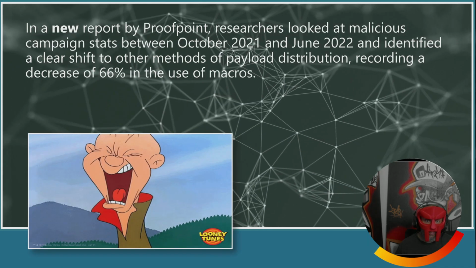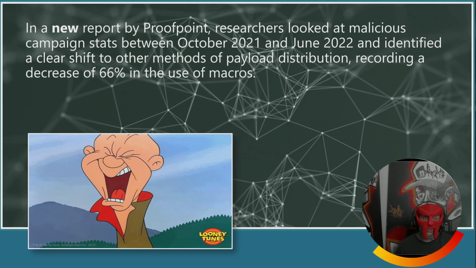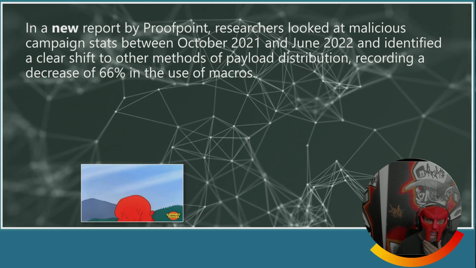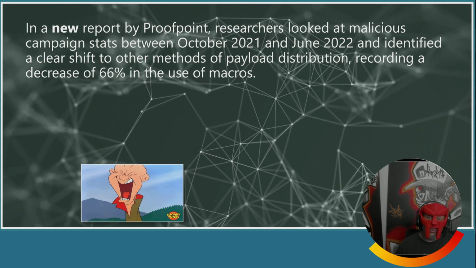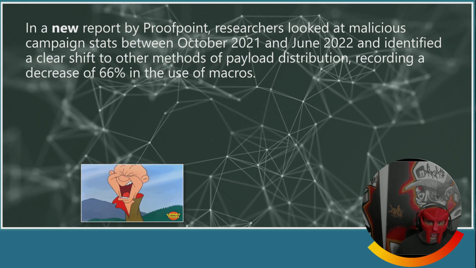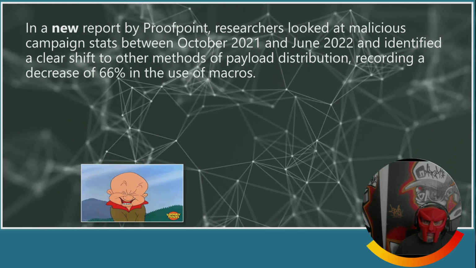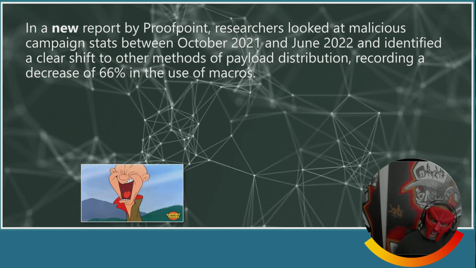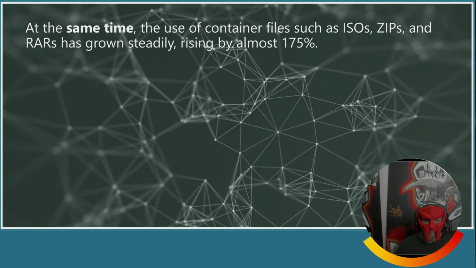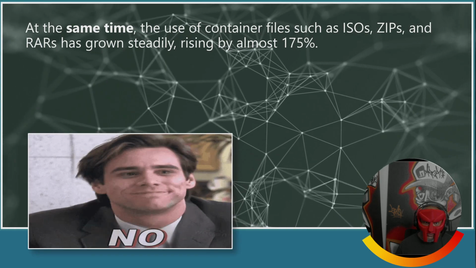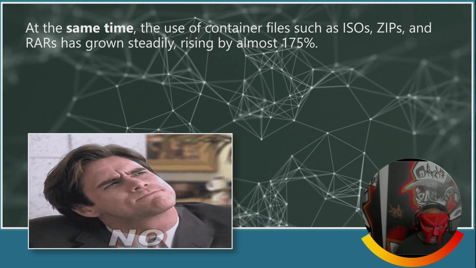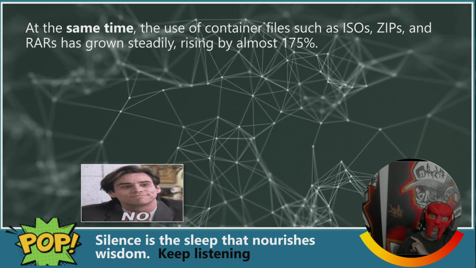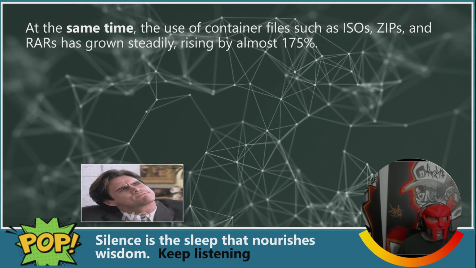In a new report by Proofpoint, researchers looked at malicious campaign stats between October 2021 and June 2022 and identified a clear shift to other methods of payload distribution, recording a decrease of 66% in the use of macros with an explosion in other methods. At the same time, the use of container files such as ISO, zips, and RARs has grown steadily, rising by almost 175%. That's part of our explosion.